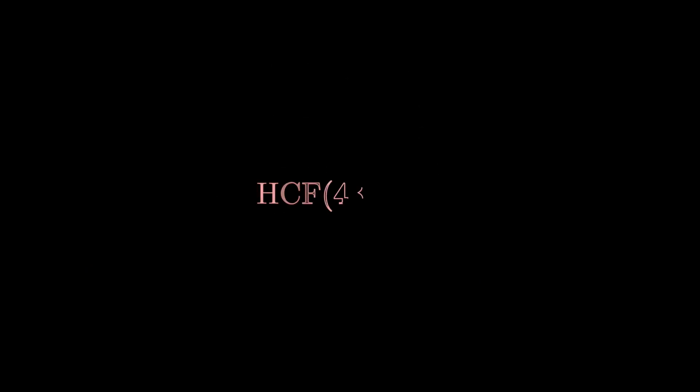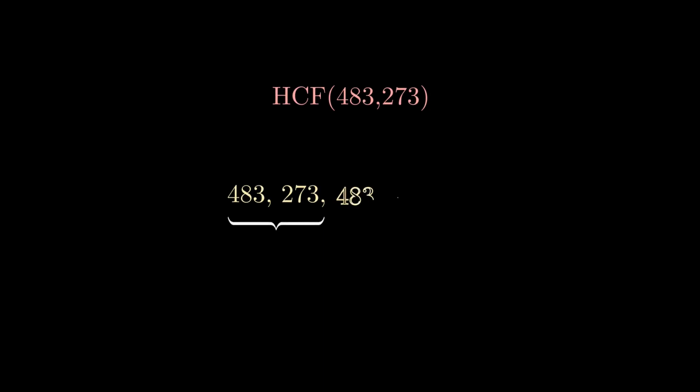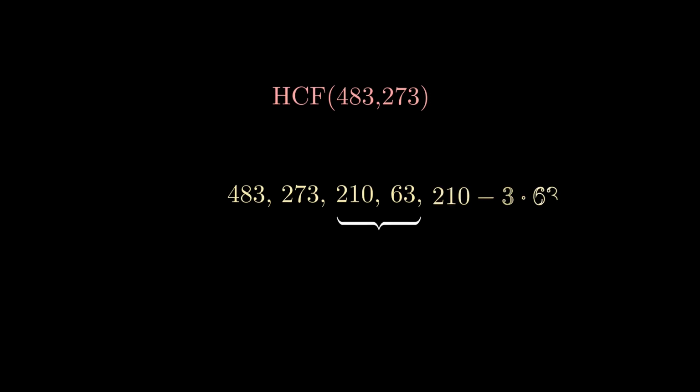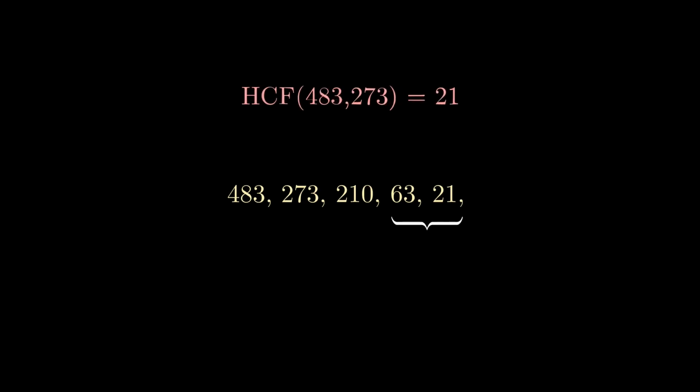Let's see it with the example of 483 and 273. Subtract the 273 from 483, we get 210. Now subtract 210 from 273, we get 63. Here is the tricky part. We can subtract the multiples of 63 from the 210. To be exact, 3 times the 63. And after subtracting, we get 21 as our next number. Now it's clear that 63 is evenly divisible by 21. Therefore, 21 is the HCF of 273 and 483.